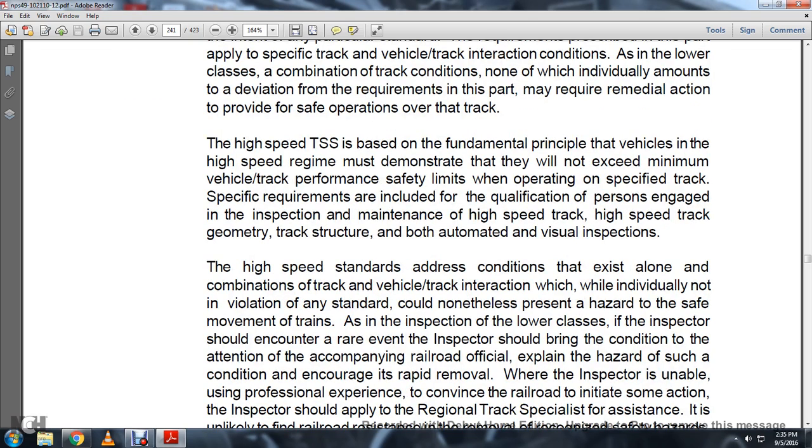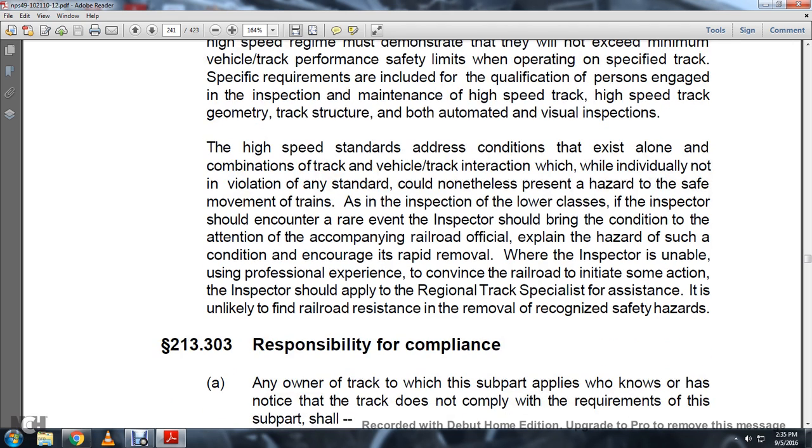The high-speed track safety standards are based on a fundamental principle that the vehicles in the high-speed regime must demonstrate that they will not exceed minimum vehicle track performance safety limits when operating on specified track. Specific requirements are included for the qualification of the persons engaged in the inspection and maintenance of high-speed track, and for track geometry and track structure, with both automated and visual inspection. High-speed standards address the condition of the existing track and the combination of track and vehicle interaction, which, while individually not in violation of any standard, could nonetheless present a hazard to the safe movement of trains.